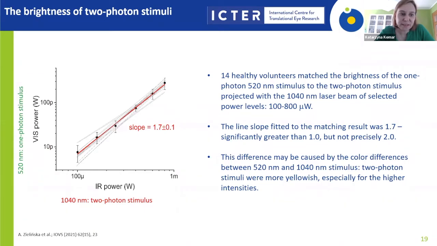Also, for the lowest intensity visible stimulus, the impression was that the one-photon stimulus was more blue than green. And for two-photon, there was no blue addition or bluish behavior at the lowest intensity. So for that experiment, the slope was 1.7, not exactly 2, and I think it was mostly connected with this difference of color. But of course, you cannot say that 1.7 plus or minus 0.1 is 1. So it also shows that the character of the perception of the two-photon stimulus is nonlinear.